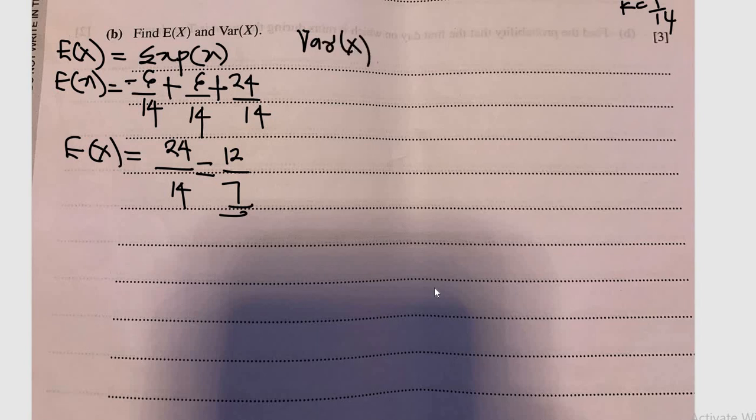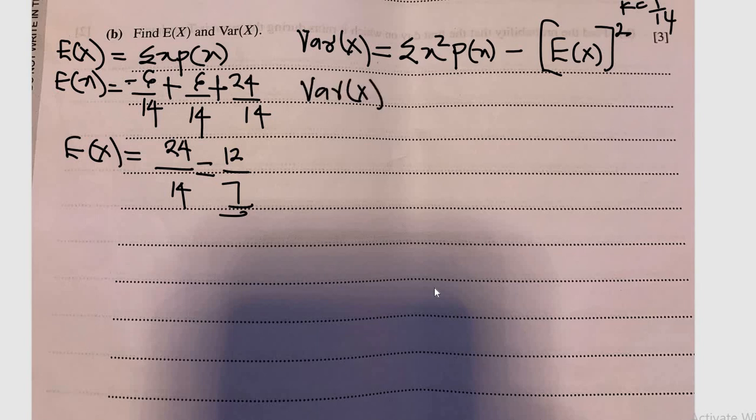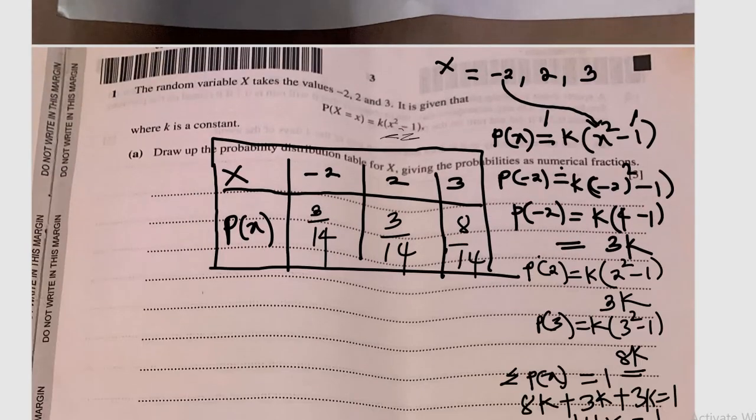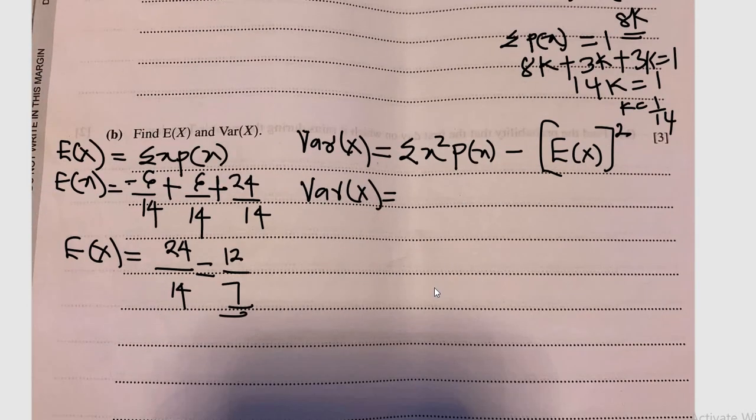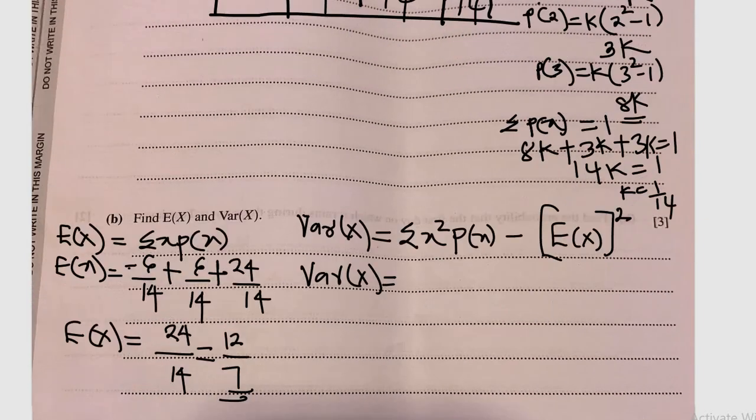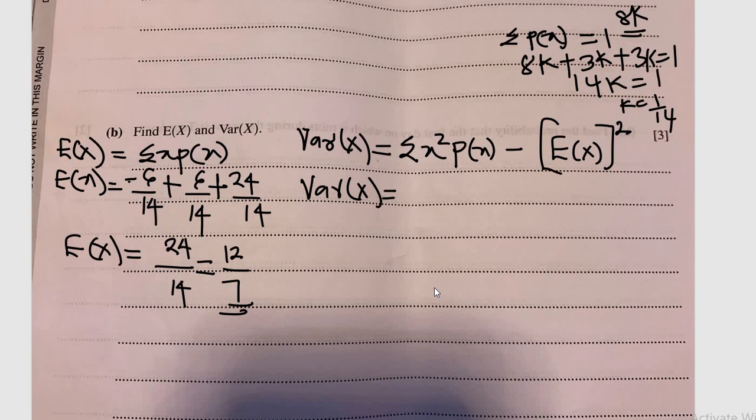This is given in your MF19. Variance is the summation of x squared times probability of x, minus expectation all squared. This is the formula for variance. So when you pick the first x, which is minus 2, you have to square it. When you square it, 4. Times its probability, which is 3 over 14. 4 times 3 over 14, that's 12 over 14.